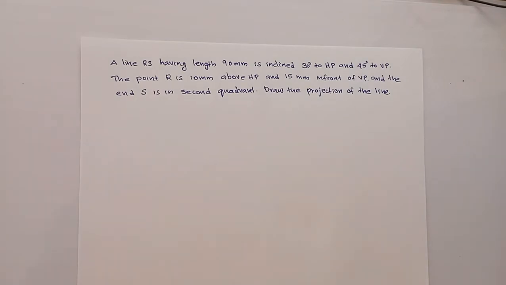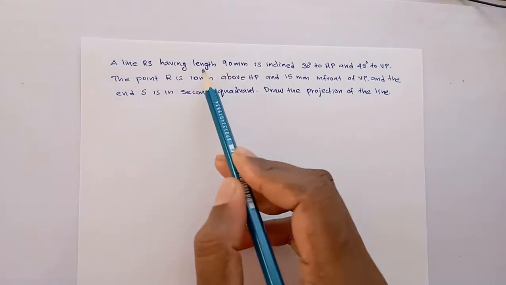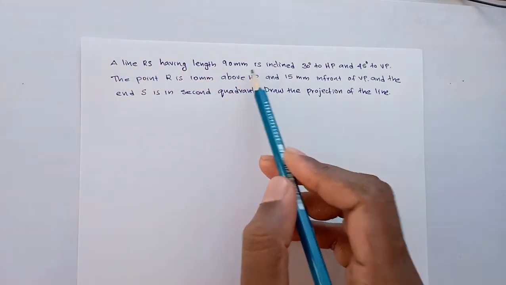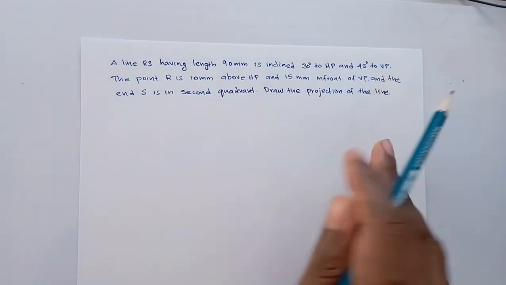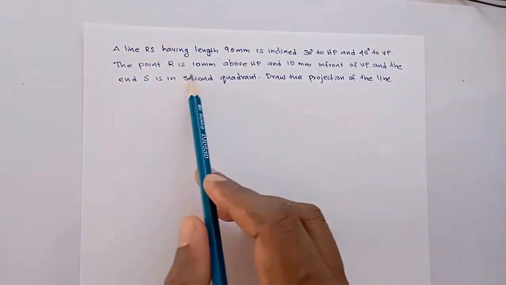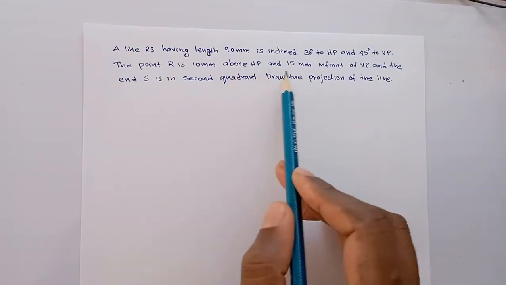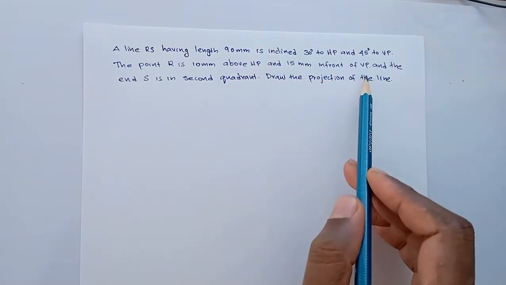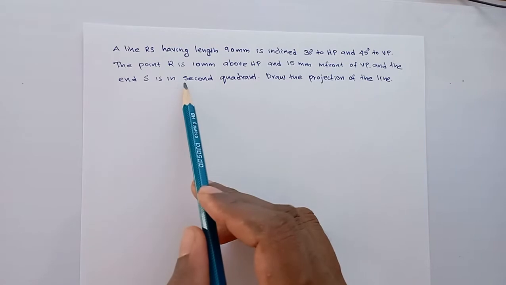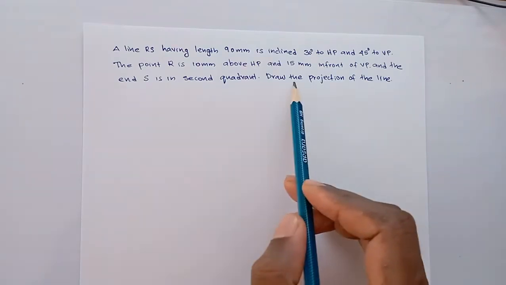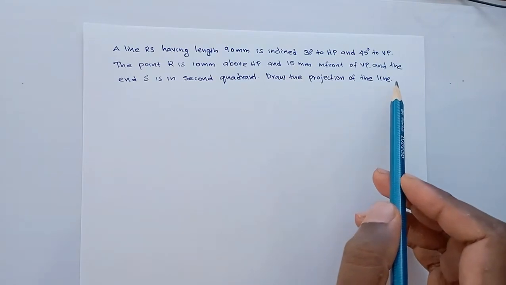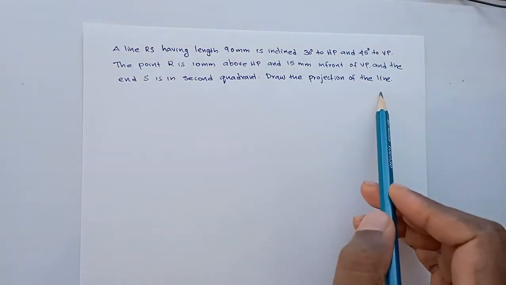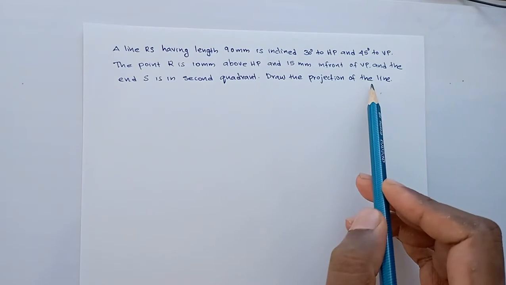Okay, the problem is a line RS having a length of 90 mm, inclined 30 degree to HP and 45 degree to VP. The point R is 10 mm above HP and 15 mm in front of VP. And the end S is in second quadrant. Draw the projection of line. If you want to find out the trace, we can also find out the trace. Okay, this is the question.